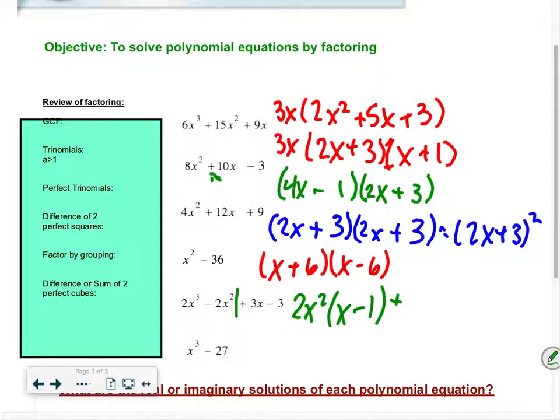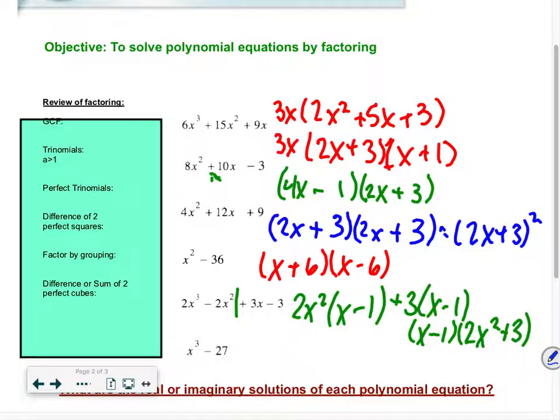What can I pull out of my right hand side? 3. What's left? x minus 1. Do my parentheses match? They do. So I have x minus 1. What's my other parentheses? 2x squared plus 3. Can I break 2x squared plus 3 down further? Nope. Because that is a solution.